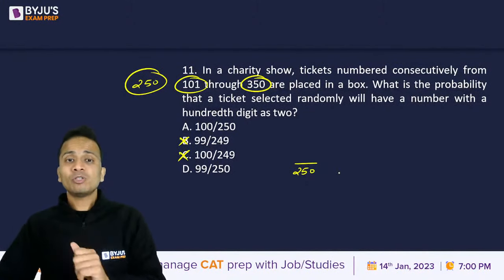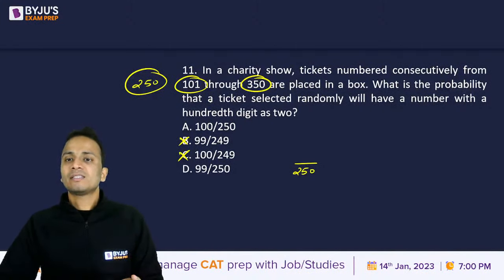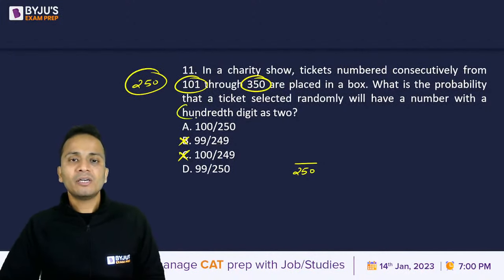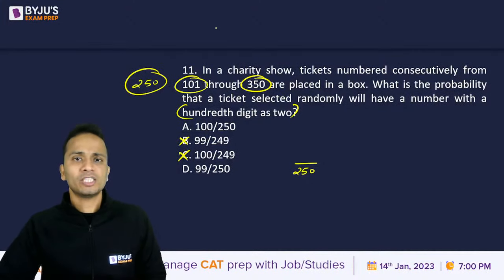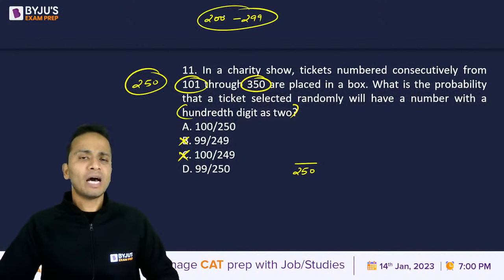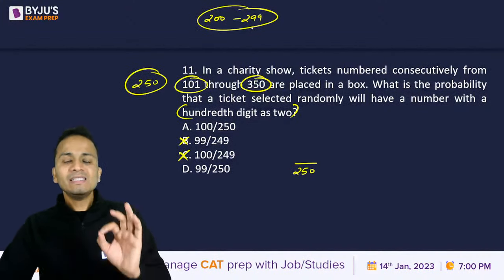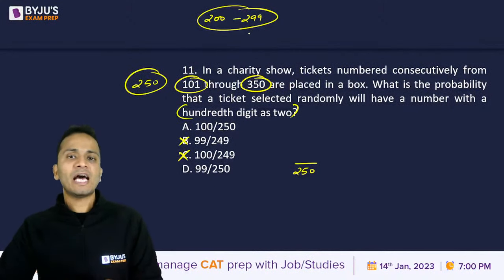Now we have to find out the probability that the number is a three digit number such that the 100th digit is 2. Okay, so the 100th digit should be 2. So what is the smallest number? It starts from 200. So 200 is the first number up till 299. So starting from 200 up till 299, these ticket numbers will have 100 digit as 2.